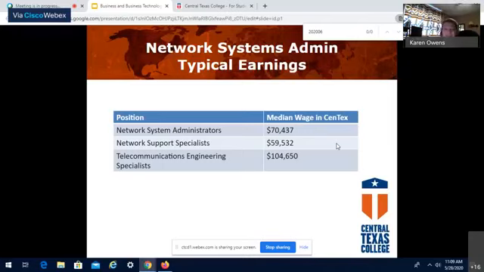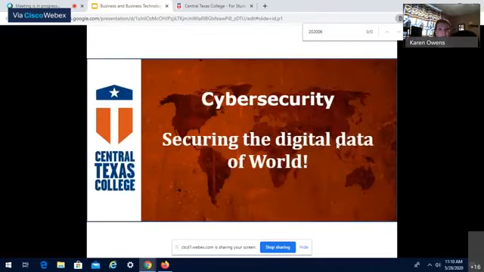Okay, so next we'll look at what the earnings for this degree plan folds into. So as you can see, another broad range of salary ranges. And again, this is for the Central Texas area. And you're going to have several ranges globally, obviously, but this just applies to us. Okay, so let's move on to cybersecurity.